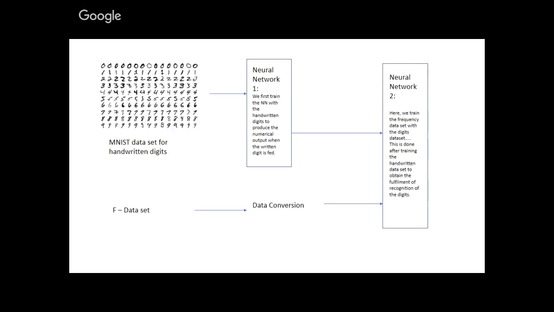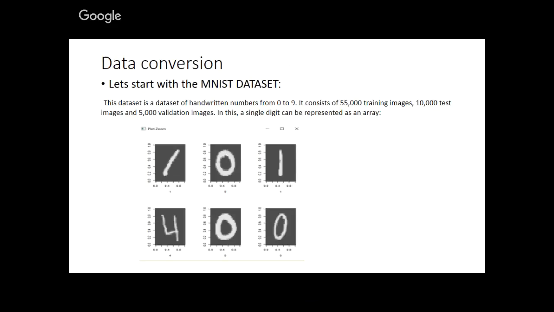Simultaneously, we perform data conversion. I will go deeply into this. We perform data conversion onto the frequency data set, and we feed these both into the second neural network. I will go deeply into this. First is the data conversion. Let's start with the MNIST data set.